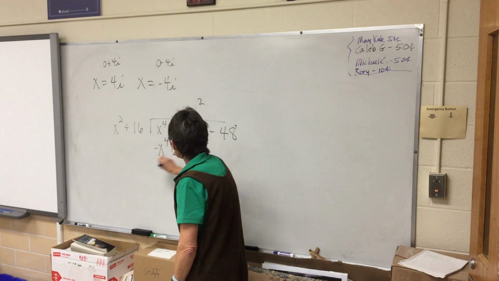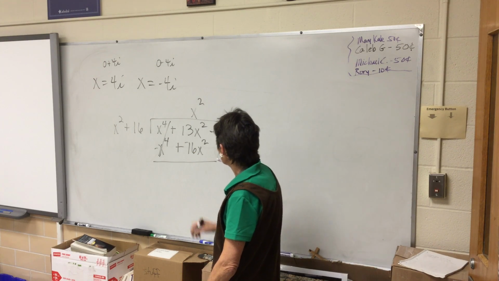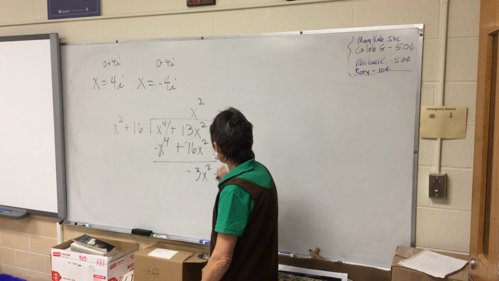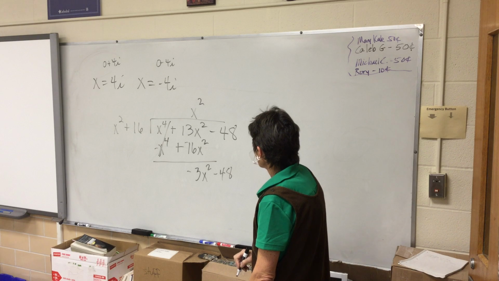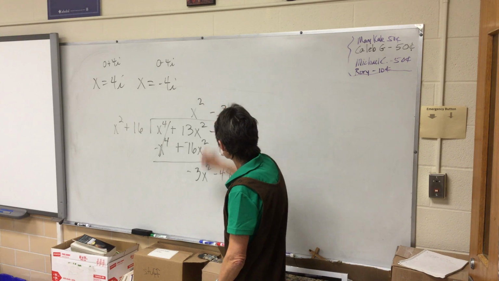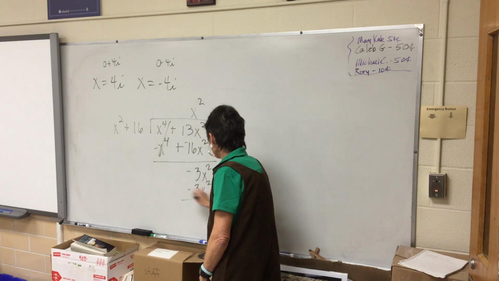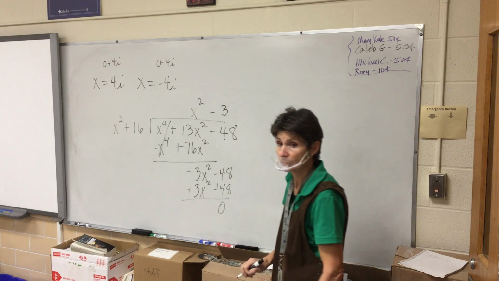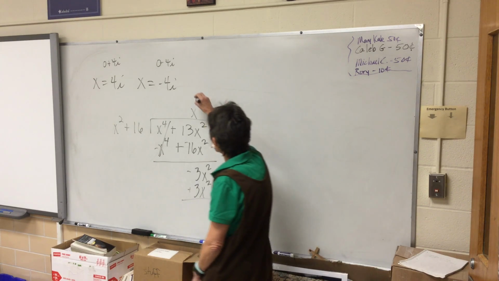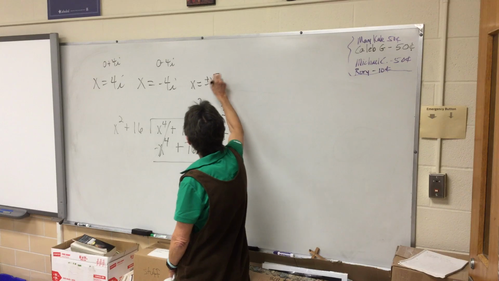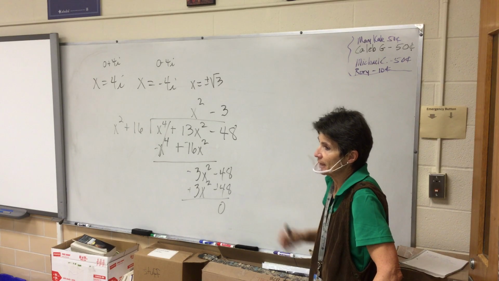Then let's subtract. Remember, that has to go away. That first term's got to cancel. Negative 3x squared minus 48. So am I getting minus 3 again? And sure enough, there's my 0. And so once again, my other roots are plus or minus root 3. They're not always that way, it just happened.